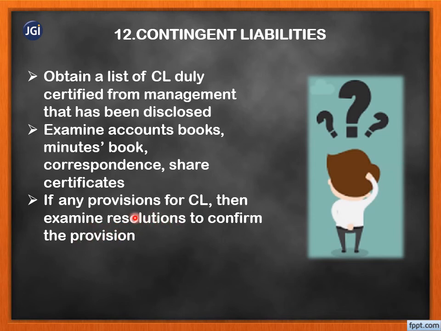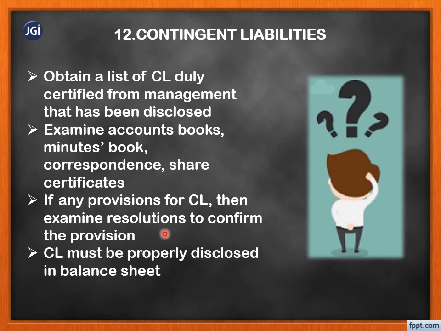If the provisions have not been made by the management for certain contingent liabilities and if the auditor thinks that they are likely to materialize as actual liabilities, he should insist the management to make necessary provisions for them. The auditor should also see that contingent liabilities are properly disclosed in the balance sheet.